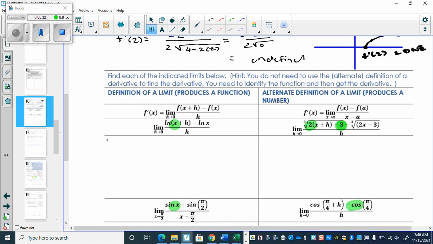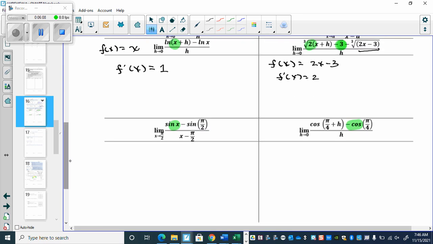So right here, my original function is x. So what I'm going to produce is f prime of x. It doesn't tell me to evaluate at a point, just tells me to find f prime of x, and I'm done. Right here, f of x equals 2x minus 3, right? So I have f prime of x equals 2, right? Down here, they want me to evaluate this limit at a point.